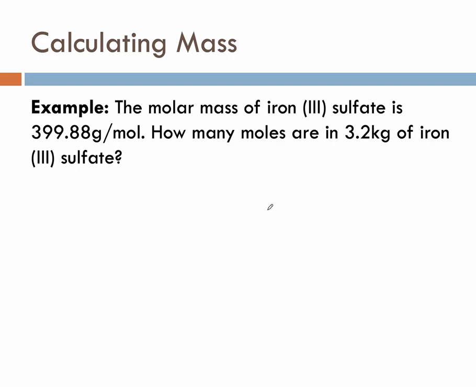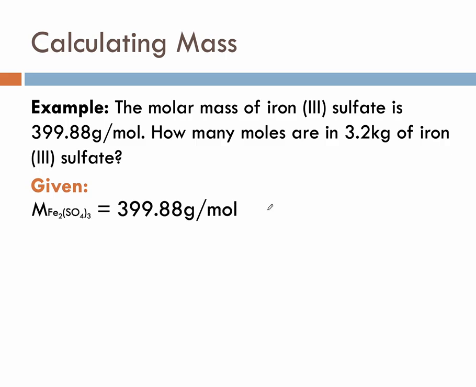Let's try an example with this. So let's say you had the iron sulfate, and you know its molar mass. You can calculate that from the periodic table, but maybe I'm given it of 399.88 grams per mole. And we want to know how many moles are in a certain mass of iron(III) sulfate, so 3.2 kilograms. Your first move in any problem is write down your given, and we're going to be really careful to write it down with the right unit and the right symbol.